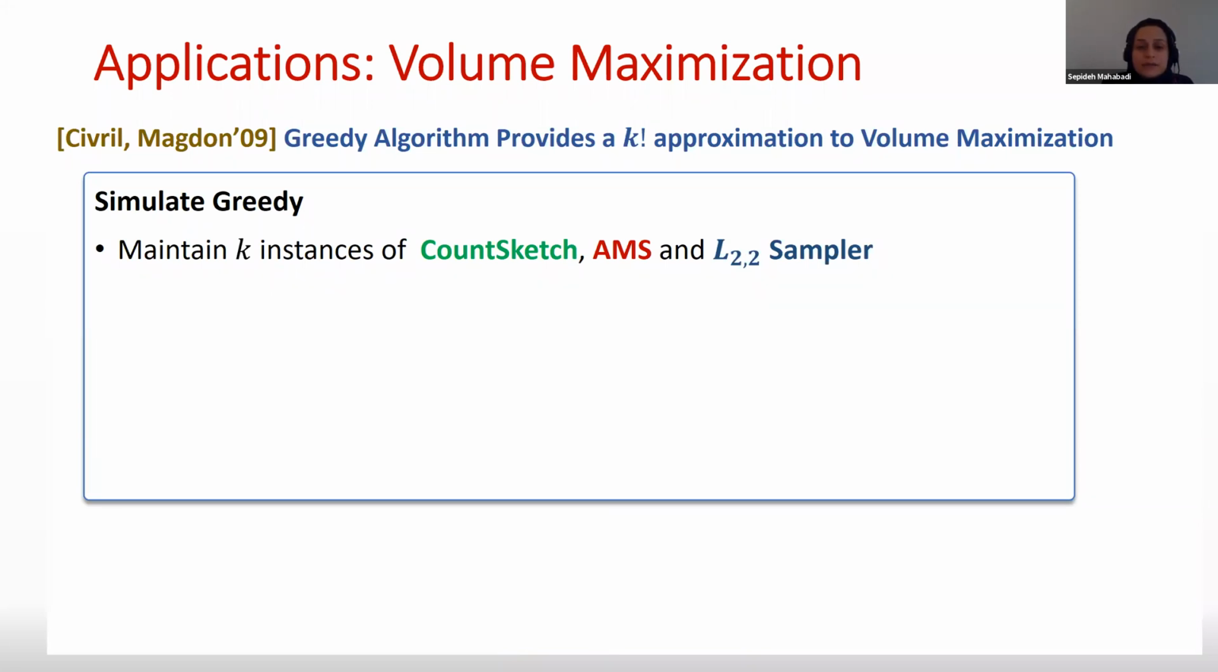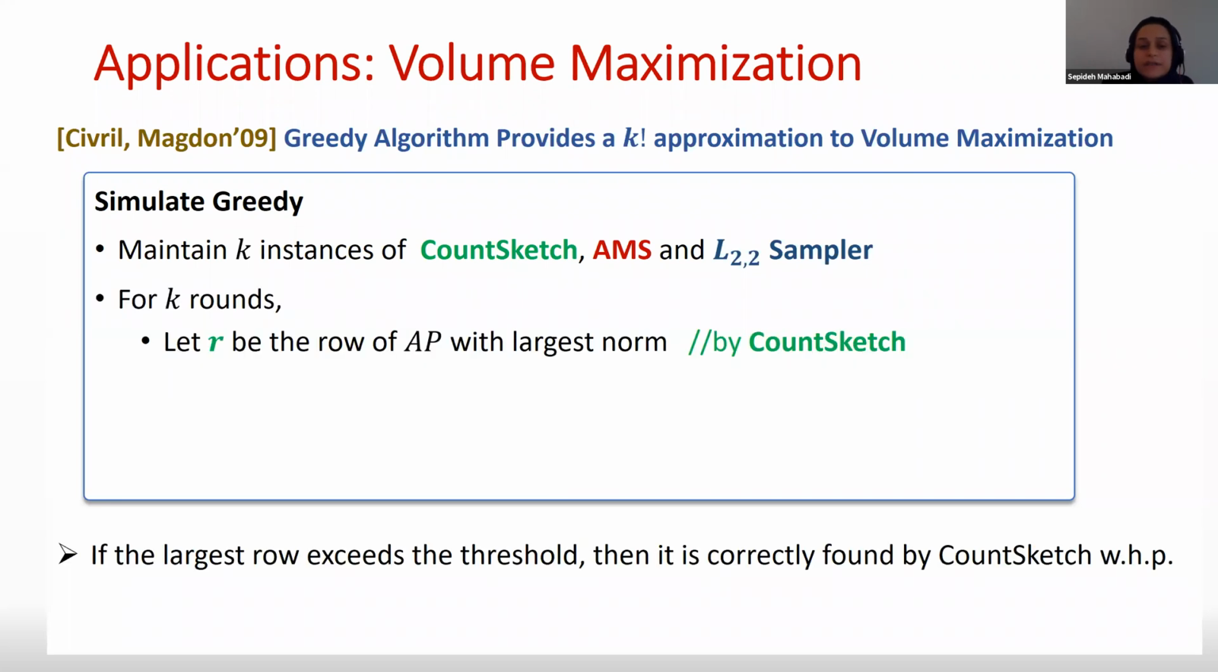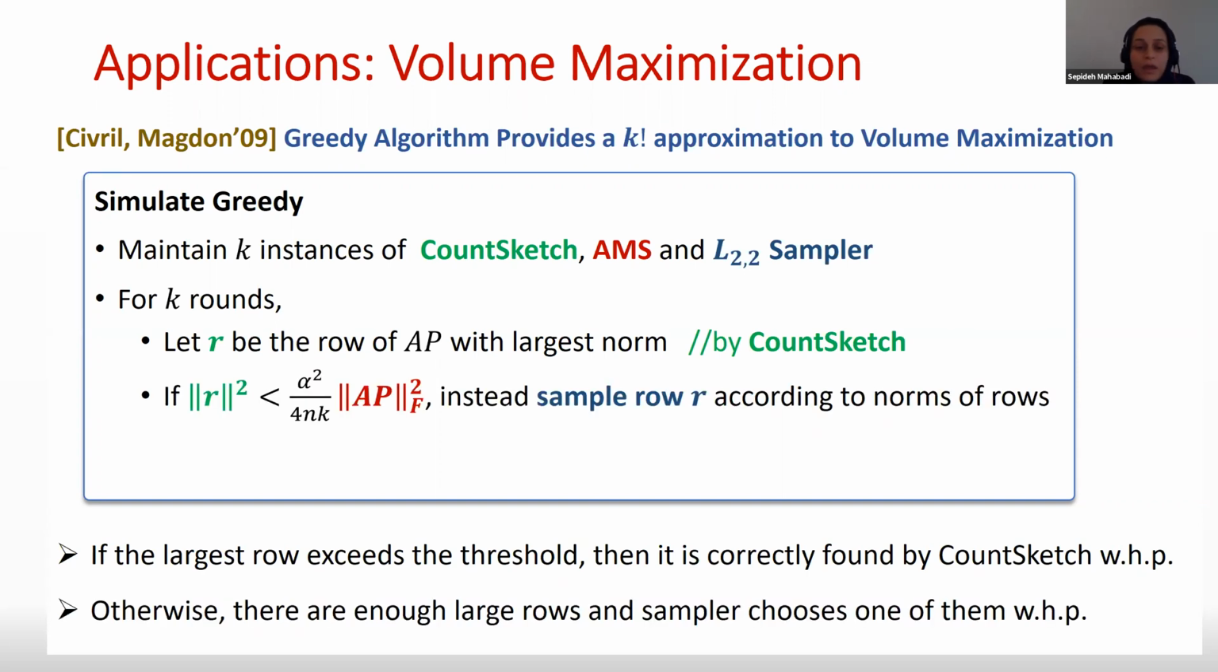So we are going to maintain k instances of CountSketch, AMS, and our sampler, the L2 sampler, and we are going to use them in k rounds instead of the k rounds of the greedy. First we are going to use CountSketch to find the row of the matrix that has the largest norm. If the norm of this row is large, then it means that the error in the CountSketch is small, and therefore we can trust it, and we have found the true, or approximately the largest, norm. However, if the norm of the row that we have found is smaller than this threshold, then maybe the error is large, but then we can show that there exist enough large rows that if we just sample from them using our L2 sampler, we will get a good enough row.